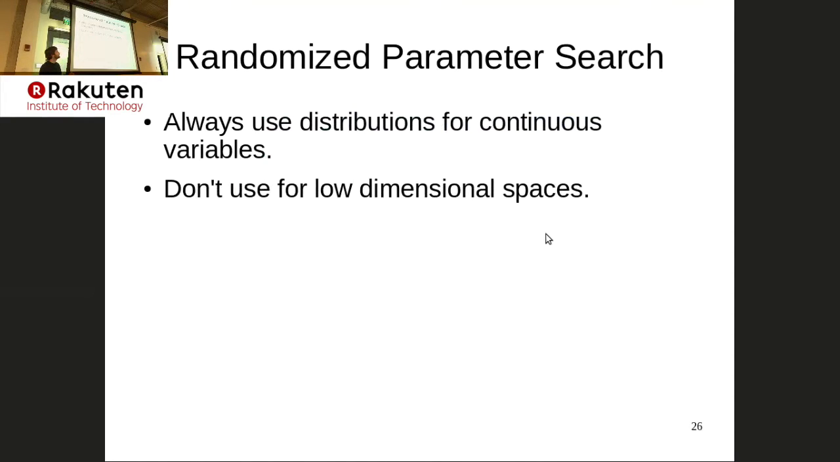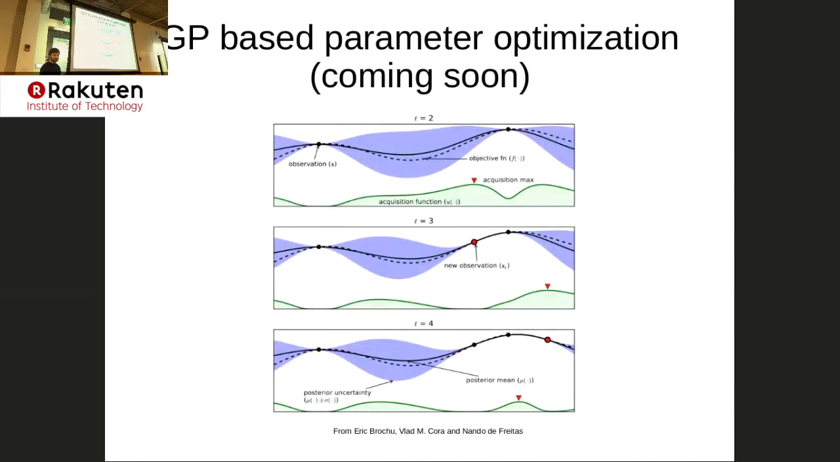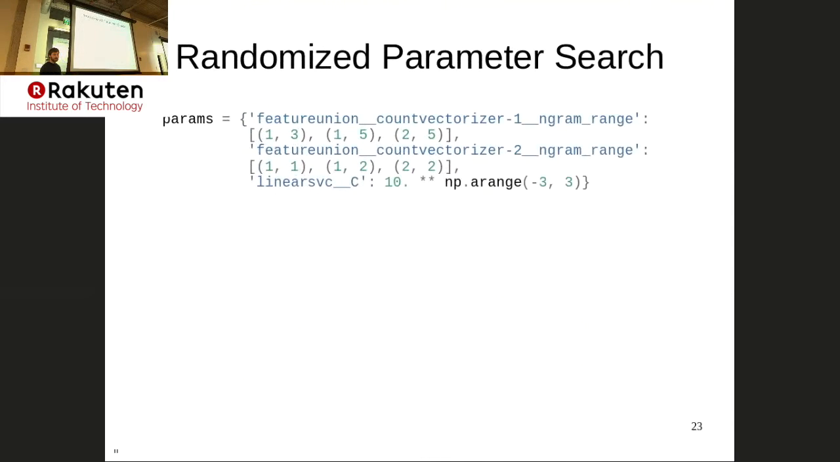So they are awesome for continuous parameters, but it's important to use continuous distributions for continuous variables, and for low-dimensional spaces, the grid search is usually faster. Questions about this?